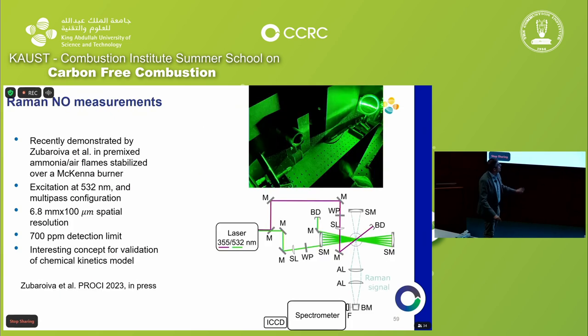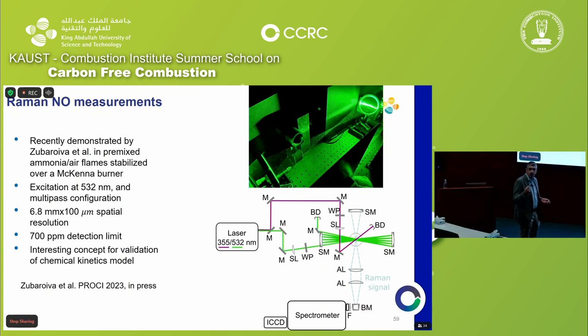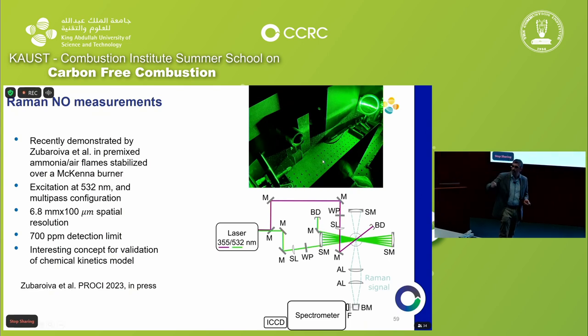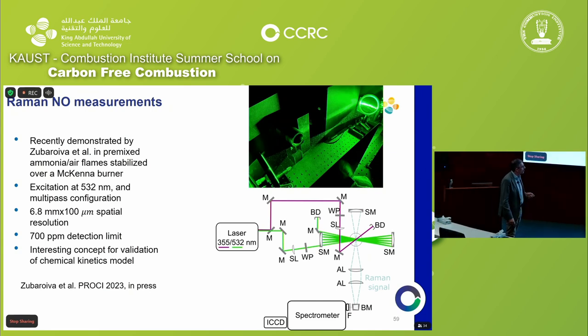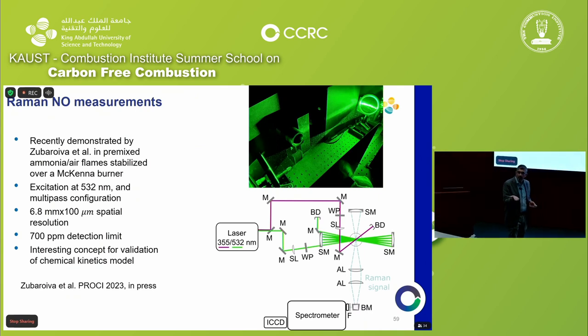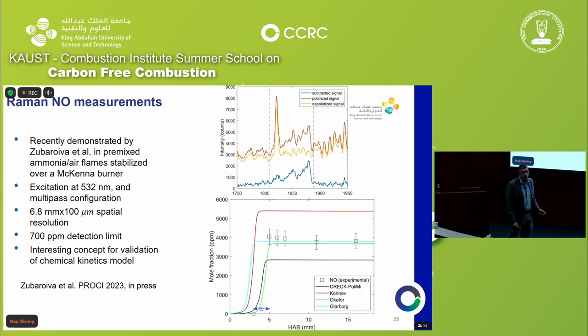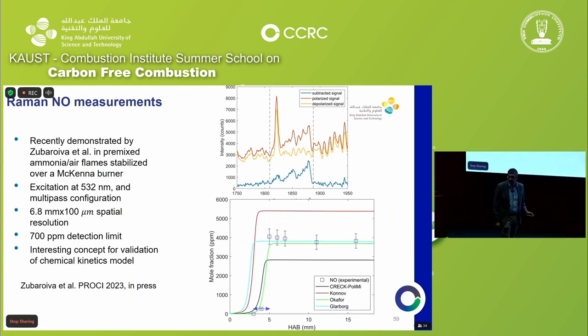So let me move instead to, can we measure directly a small species, a minor species like NO, with Raman. This is again work done at Lund University. In this case, they sacrifice spatial resolution. They're using a multipass configuration, so sending the laser back and forth. You sacrifice spatial resolution, the measurement volume was about 6 millimeters by 100 micron. But this was good for the flame they were looking at. It was a flat flame, so 6 millimeters in the direction where it's uniform, 100 micron, that's a pretty good resolution in the other direction. And they were able to measure NO directly from the Raman with a fairly good agreement with the Okafor-Glauberg mechanism.